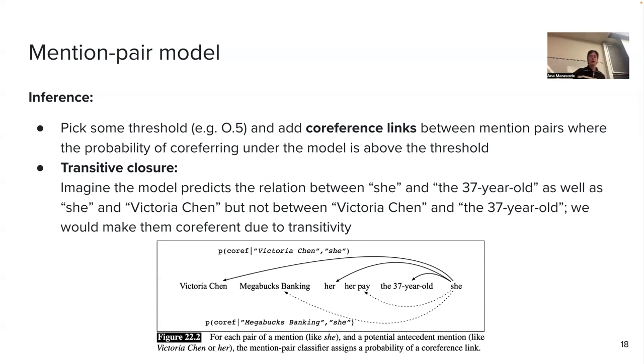All right, so at inference time, that's what it would do if it didn't have a two-dimensional output vector. And besides that, we would also do something called transitive closure. Imagine that the model predicts the relation between she and the 37-year-old, and the model also predicts that she and Victoria Chen are coreferring. The model did not predict that the 37-year-old and Victoria Chen are coreferring, but we would, in a post-processing step, say, well, if she corefers with the 37-year-old, and if she corefers with Victoria Chen, then Victoria Chen and the 37-year-old must corefer as well. And this is called transitive closure.